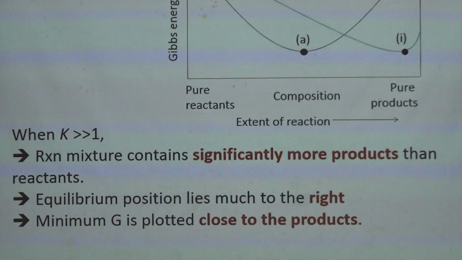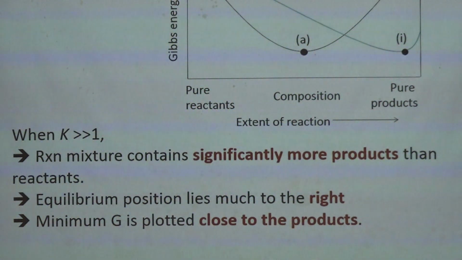Because in the original graph here, it is 50% reactant, 50% product. This original line that you see on your page 27, this line here, actually represents a K value of 1. But when K value is larger than 1, it will shift like this. Okay? So I say again, this line here is when K value is equal to 1.